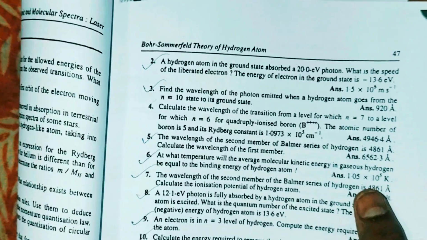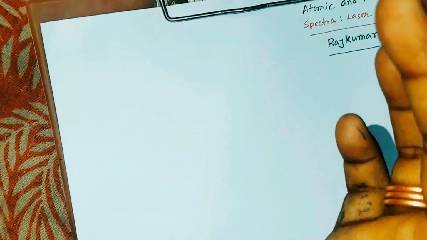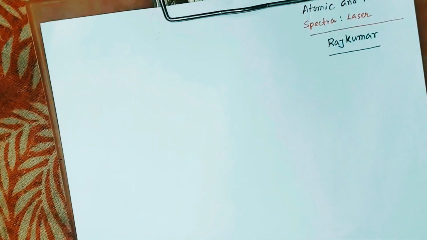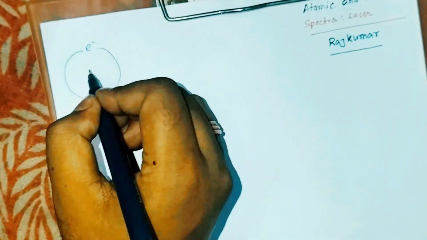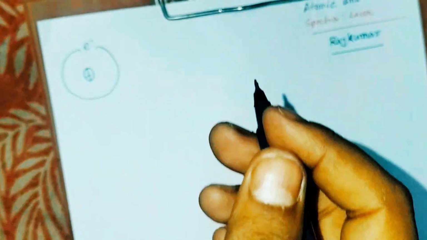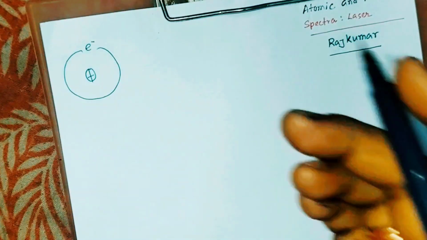To solve this, you need to know some formulas, so I am going to write some of them. First of all, you should know about Bohr's model. This is the semi-quantum or semi-classical model. When an electron revolves around a nucleus in a stationary circular orbit, in those orbits the electron doesn't radiate energy.